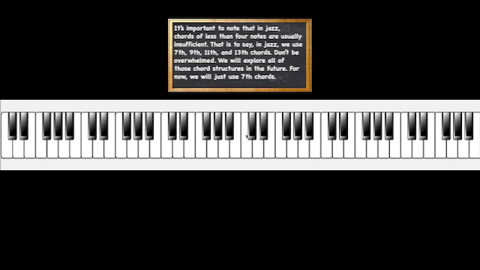It's important to note in jazz that the chords we'll be using aren't triads, because chords of less than 4 notes are usually insufficient. In jazz, we're going to use 7th chords, 9th, 11th, and 13th. And in this particular video tutorial, we'll only be using 7th chords. Don't get overwhelmed with this. We'll explore all of those chord structures in the future. And for now, we're just going to use the 7th chords anyway.